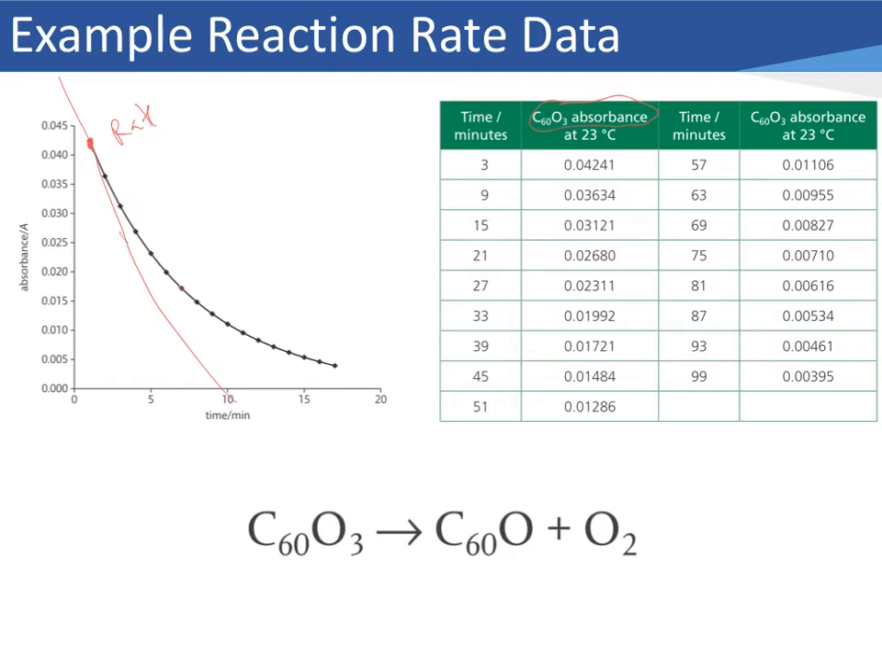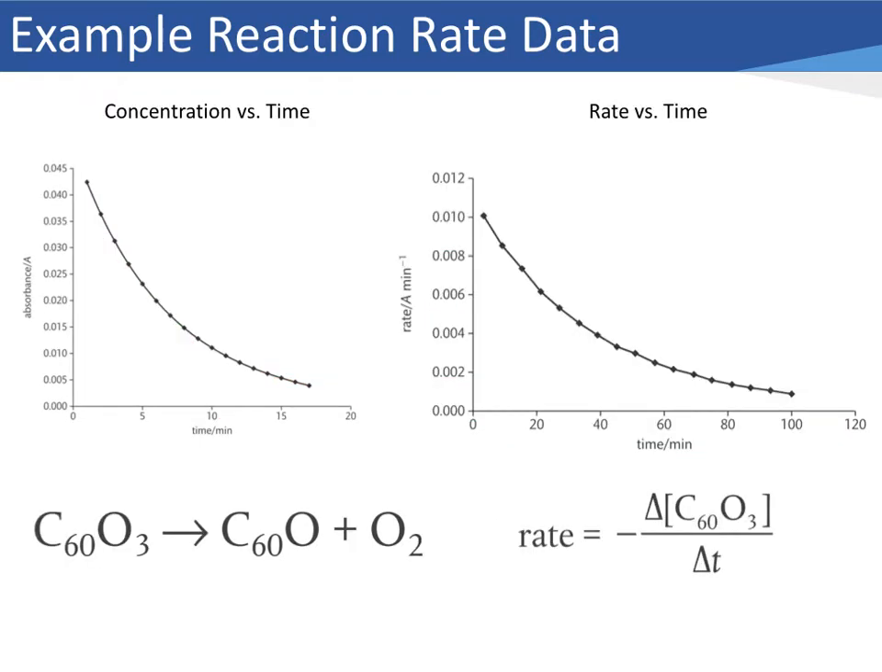And if I draw a tangent here, that is the instantaneous rate for that moment in time. And if I draw a tangent here, that is the instantaneous rate at that moment in time. And you can see that the rate is decreasing over time. So let's look at a little bit more detail. Concentration versus time is what we looked at.